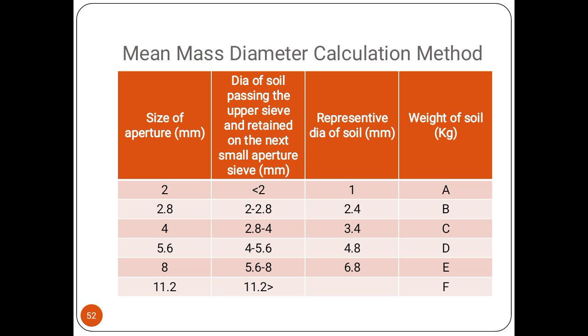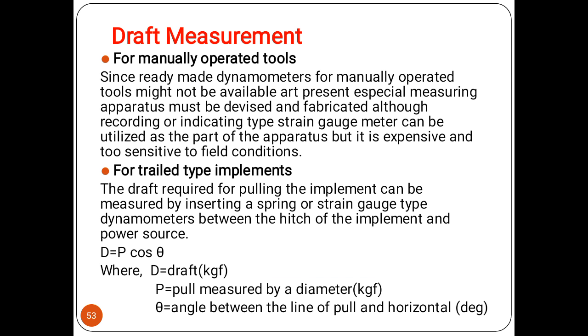This is the table. You can see the mean mass diameter calculation method. First column, size of the aperture, then second is the diameter of soil passing through the upper sieve and retained on the next smaller aperture sieve, then the representative diameter of the soil in millimeter, and weight of the soil in kg.